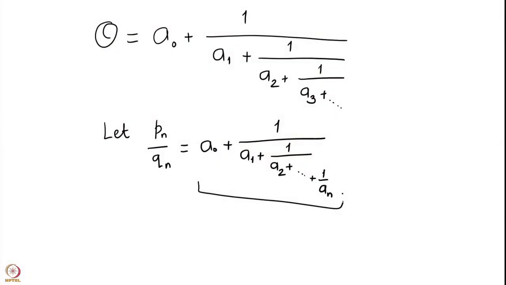Then, of course, this is going to be a rational number. So, we write it as Pn upon Qn, where Qn is a natural number, Pn is an integer, and we will also have that the GCD of Pn and Qn is 1.